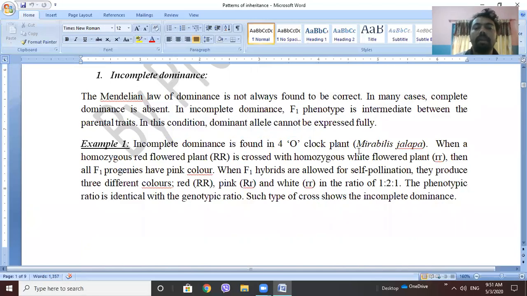So the first example is the 4 o'clock plant, or Mirabilis jalapa. Here, if we cross a homozygous red flower plant, capital RR, with a homozygous white flower plant, represented with small rr, then in the F1 progeny, if these are dominant, then according to Mendelian laws of genetic transmission, they should all be red.